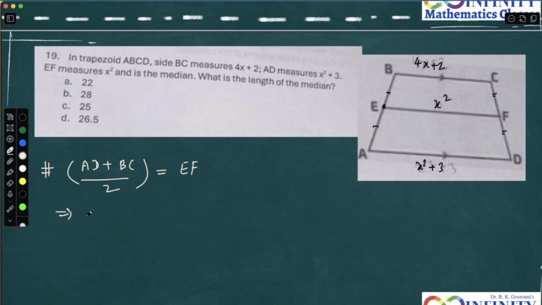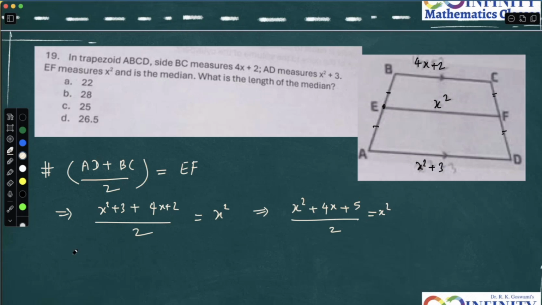I'll check for the necessary confirmation. AD is x square plus 3. Next is 4x plus 2. Divide by 2. EF is x square. So the numerator is x square plus 4x plus 5, divided by 2, equals x square. Multiply by 2: x square plus 4x plus 5 equals 2x square.